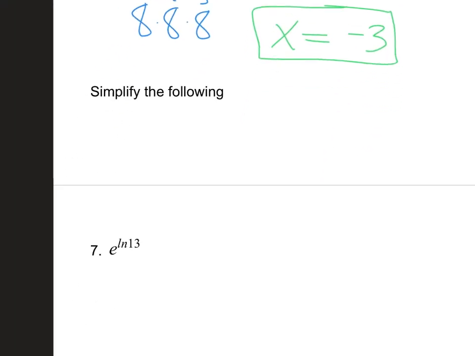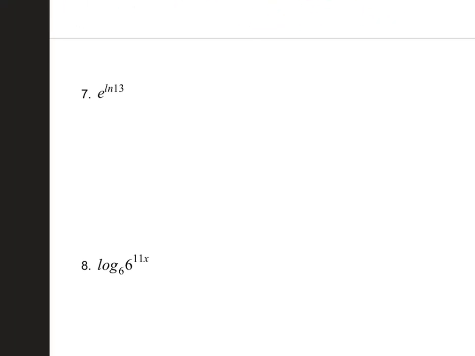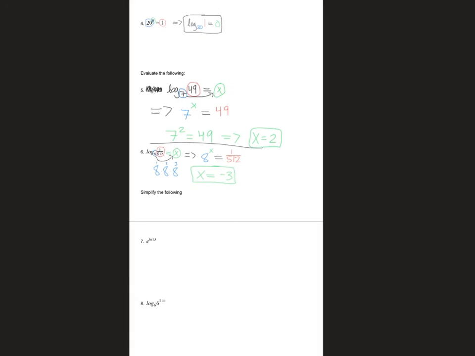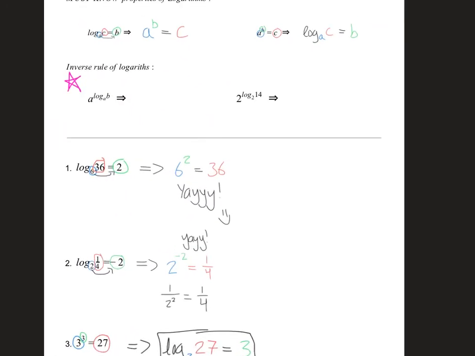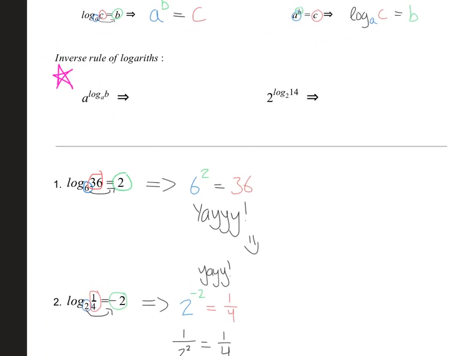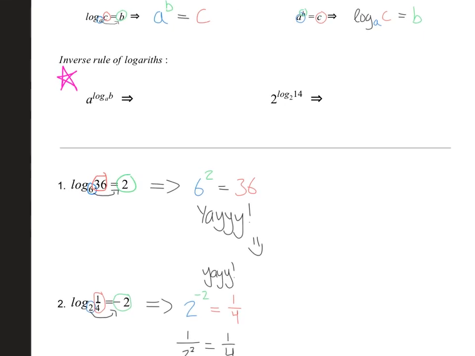So let's move on to simplifying this, and that's actually going to be really simple once we learn the inverse rule of logarithms. It's logarithms, but we just got to learn this really quick, so let's go ahead and learn it. Remember what I said earlier: logarithmic functions and exponential functions are inverses of each other. Now, what do you think of when you think of inverses? Well, multiplication and division. What do those do? They cancel each other out, right?